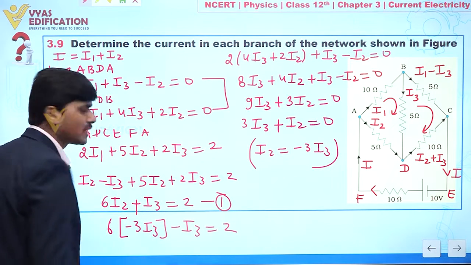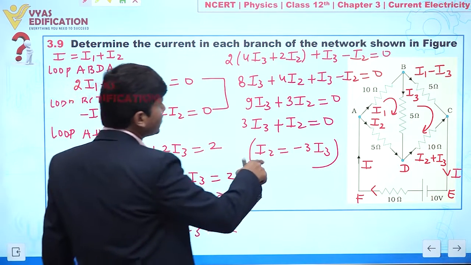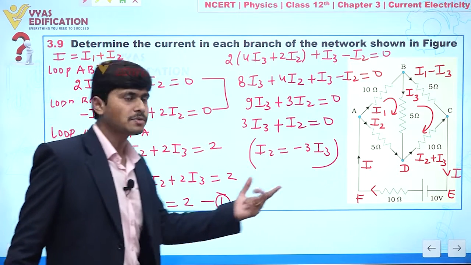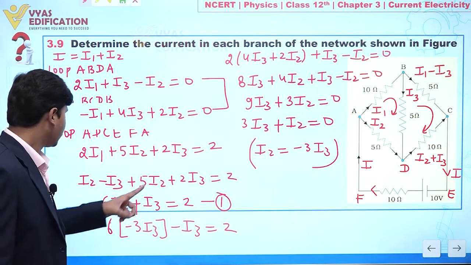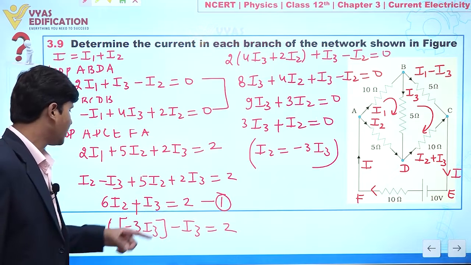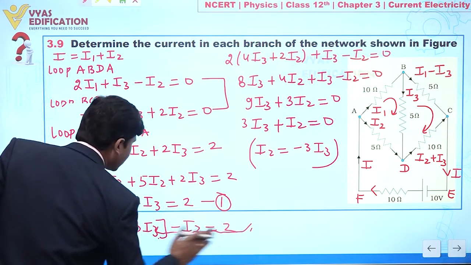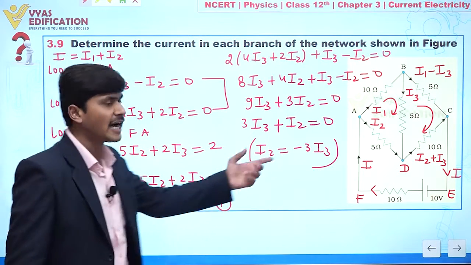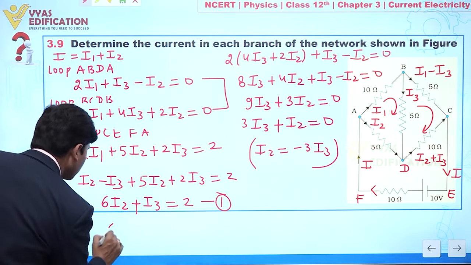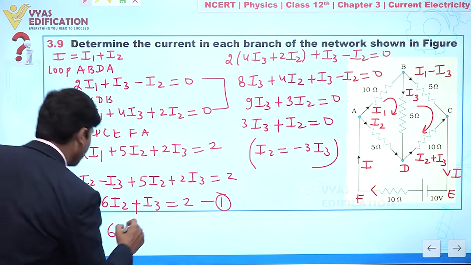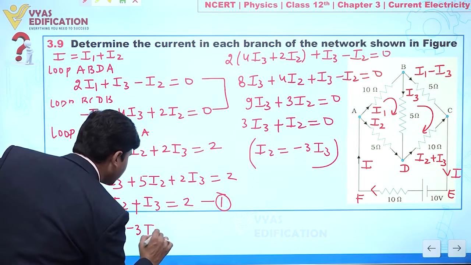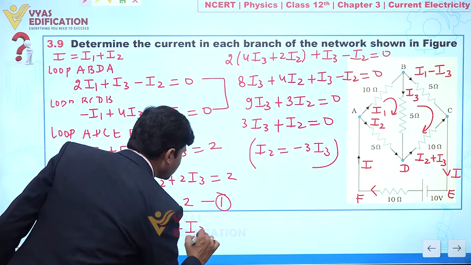Okay. Here we have plus. Listen carefully. This equation is clear: I2 is equal to minus 3 times I3. Here we are getting 6I2 plus I3 equal to 2. Now I am placing this I2 value here. So I can write minus 18I3 plus I3, this should be equal to 2.